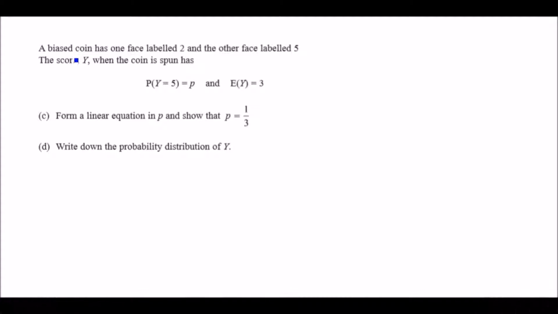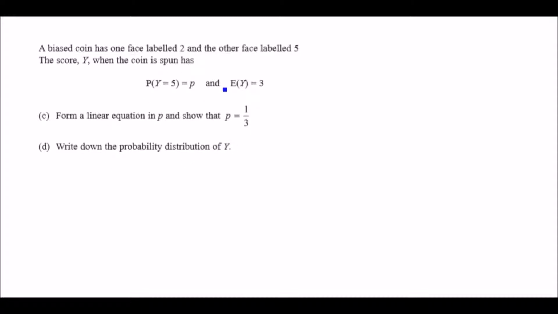The score Y when the coin is spun has the following distribution. It tells us that the probability when the coin lands on 5 is p, and the expected value of Y would be 3. Okay, so for parts C and D: form a linear equation in p and show that p gives you a third, and write down the probability distribution of Y.